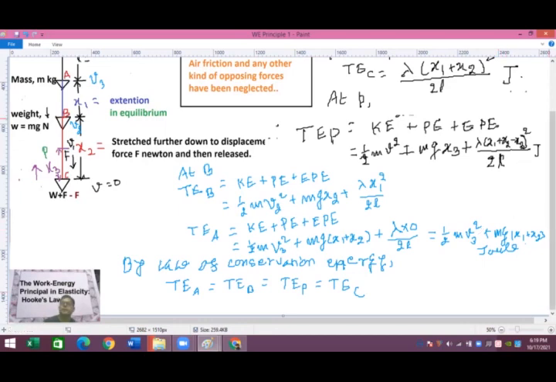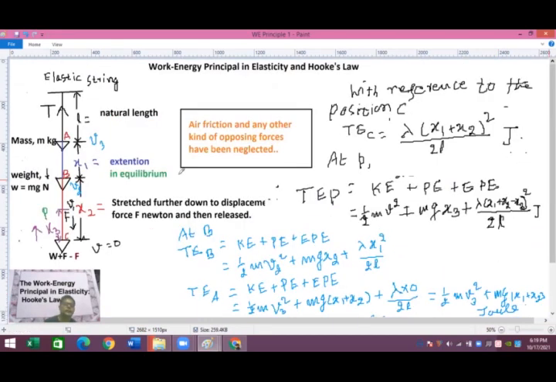It is also worth noting that at this position the kinetic energy is 0. At this next point it has some value, at B it has some more value, and if you go to A, where the extension ceases, you will see that the kinetic energy is maximum. That means at position A, the kinetic energy reaches its maximum value.